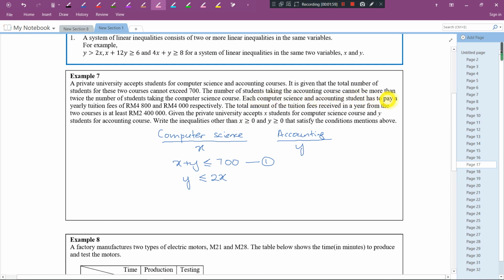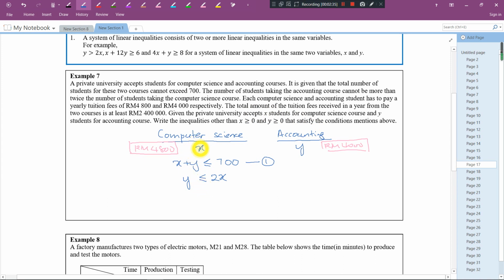and accounting student has to pay a yearly tuition fees of 4,800. So this is 4,800, and this is 4,000. The total amount of the tuition fee received in the year from the two courses is at least 2,400,000, correct? Yes. Okay.